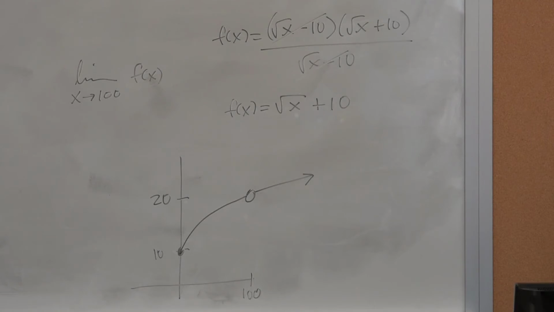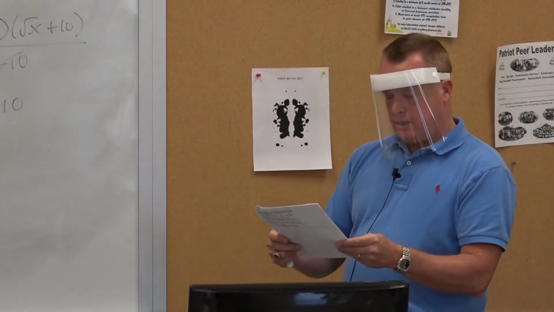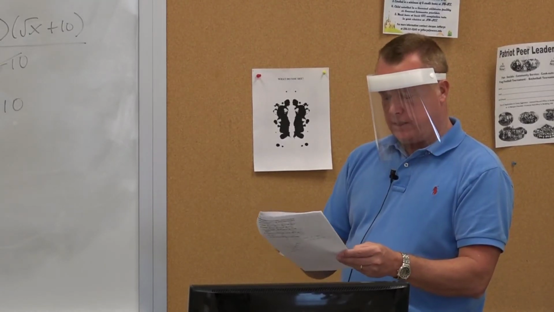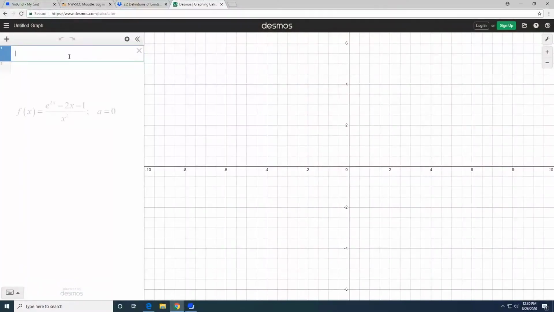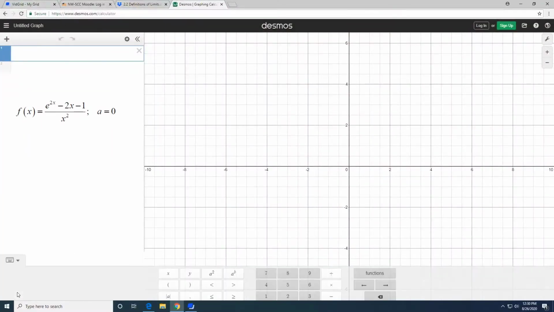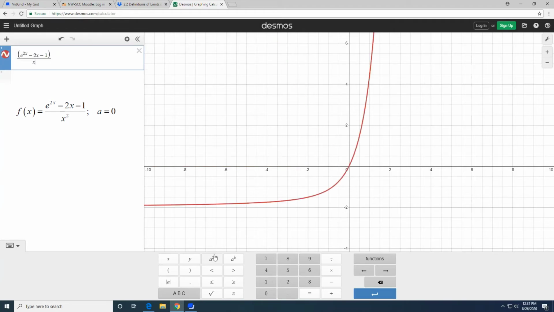Okay. Now the next one on there is very similar. I'm not going to do it. We just got 5 minutes. Let's do these second two here. All right, I'm going to graph it. Okay, so let's do the first one here. I've got parentheses e to the 2x minus 2x minus 1 divided by x squared.